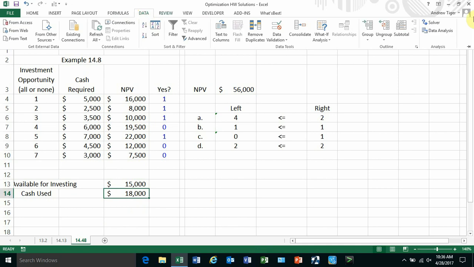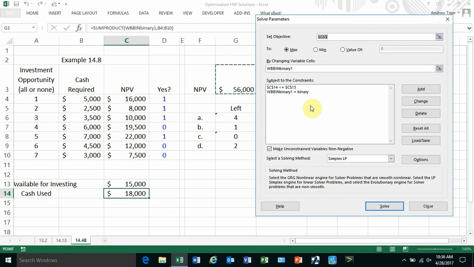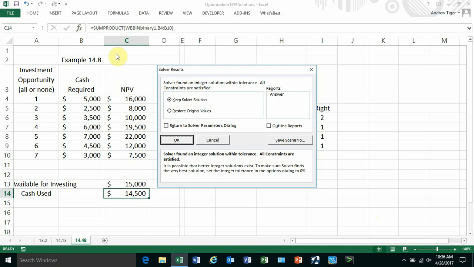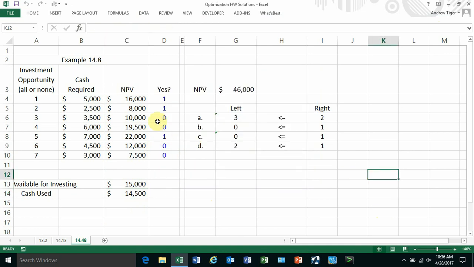So when we solve this problem, the one trick is that you've got some binaries out there. But when you solve this problem, the optimal answer is 1, 2, and 5. That's your NPV. We're not using everything. And then the homework problem, you have 4 different constraints. And so I've set them all up in one setting, and I'll just talk through them.